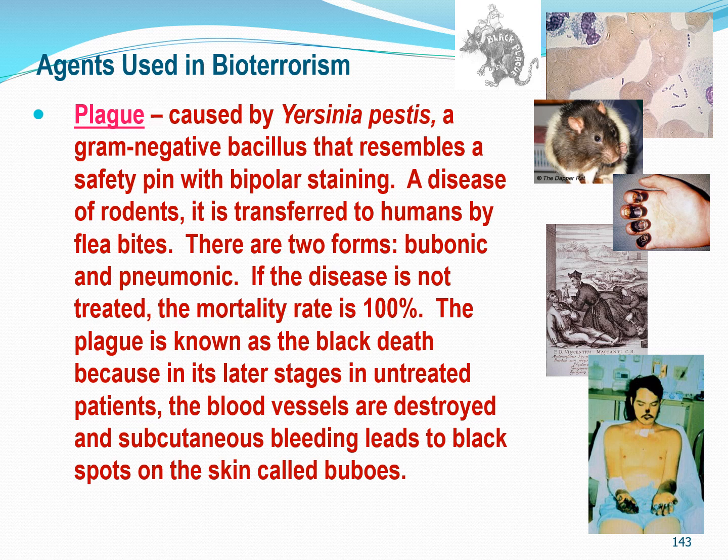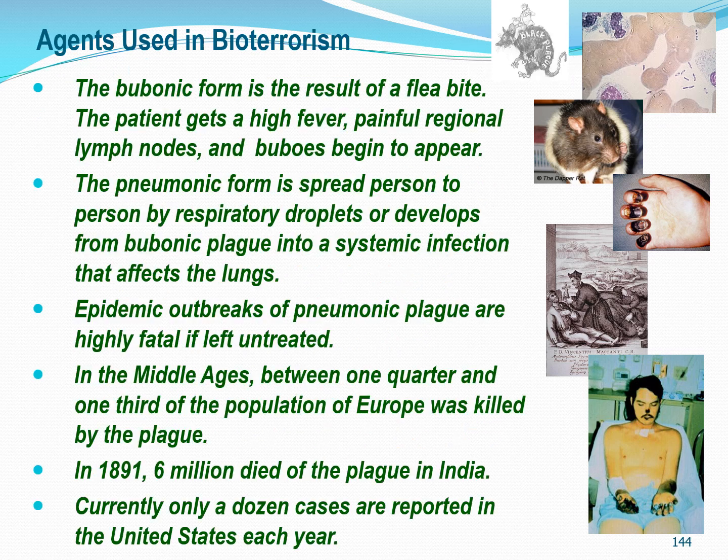The plague is also known as the Black Death because in its later stages, if untreated, the blood vessels are destroyed and the subcutaneous bleeding leads to black spots on the skin called bullae. And you'll see a picture of someone down there, there's fingers and then a guy down at the bottom that shows those signs. The bubonic form is a result of a flea bite, like I talked about. The patient gets a high fever, painful regional lymph nodes, and those buboes begin to appear.